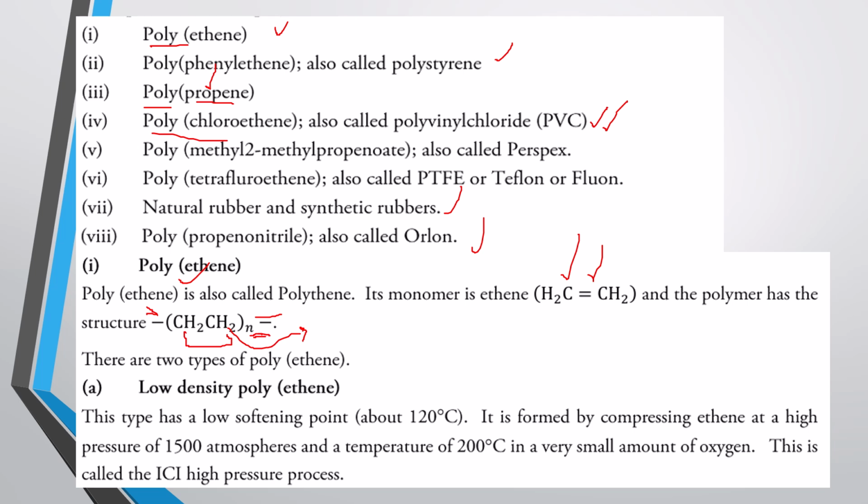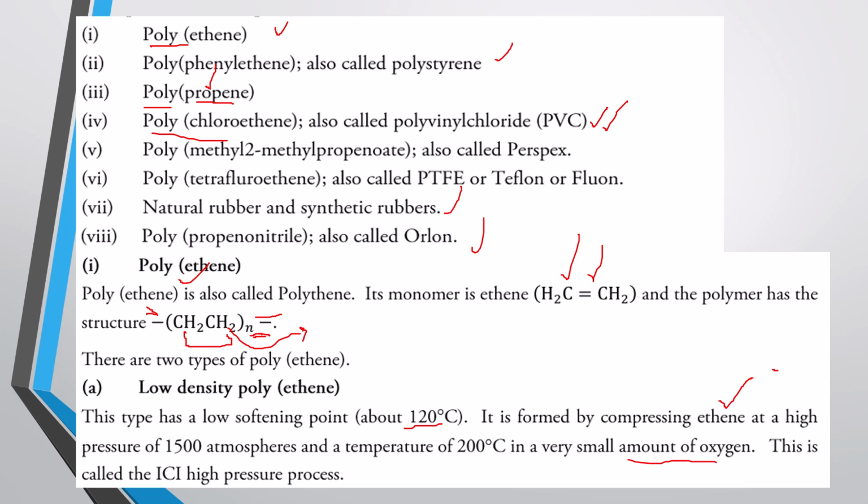So now looking at polyethylene, it's going to be divided into two, but we are going to look at one. We have low density polyethylene, we also have high density polyethylene. Under low density polyethylene, this type has a softening point of about 120 degrees Celsius, and it's formed by compressing ethene molecules at high pressure and a temperature of 200 degrees Celsius using small amounts of oxygen.